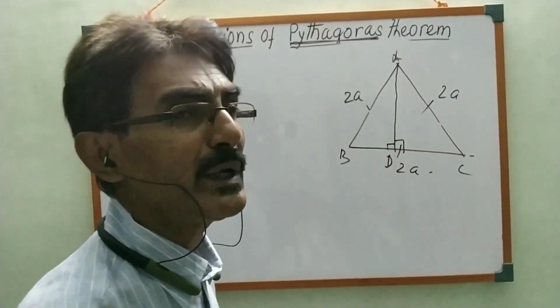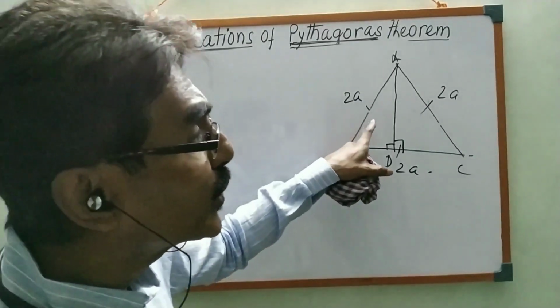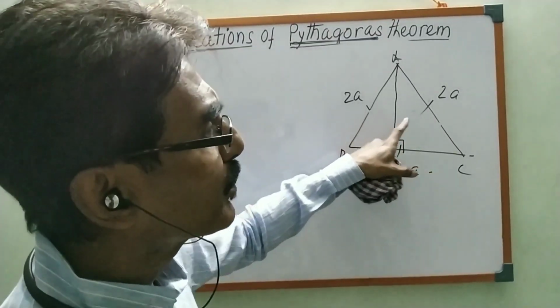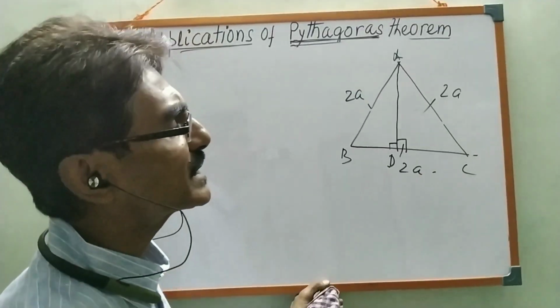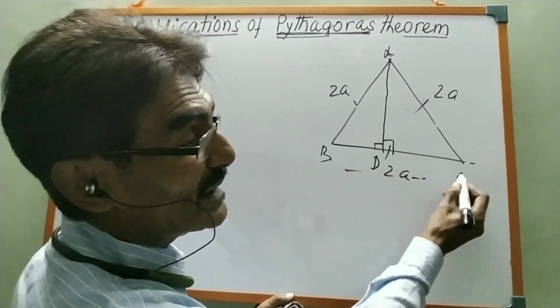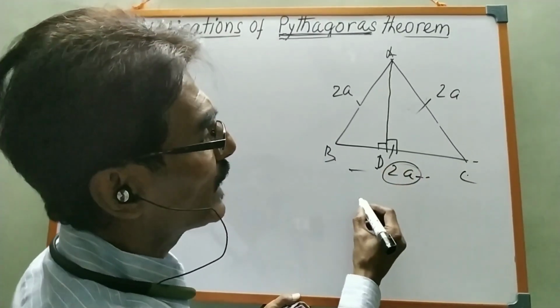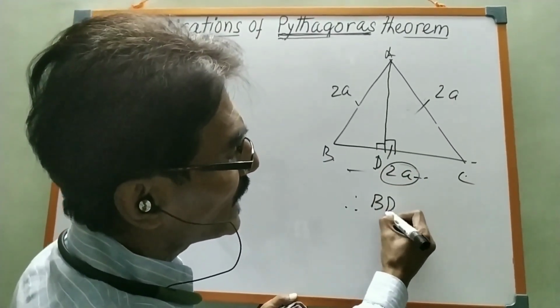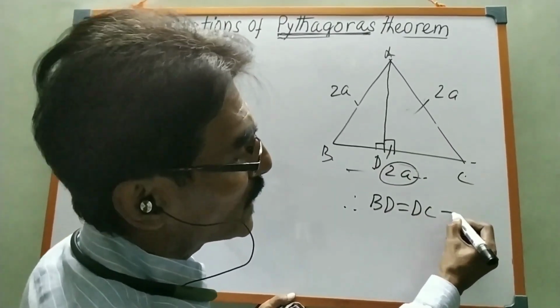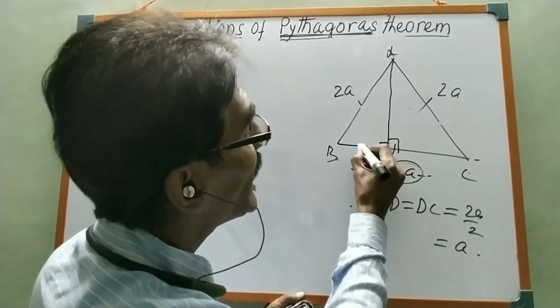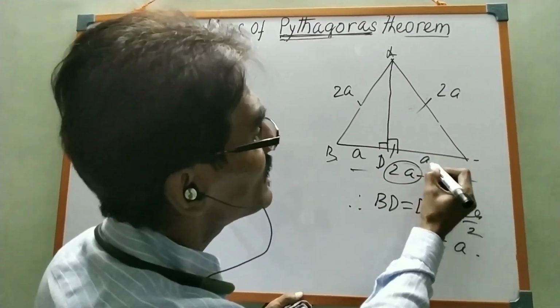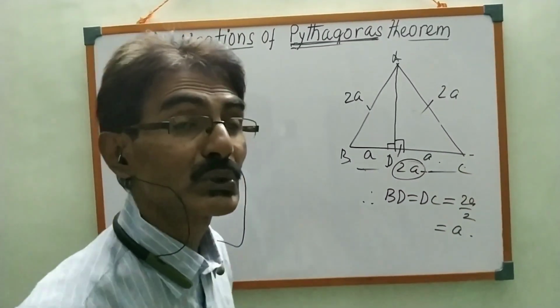Obviously D should be the midpoint. Not only that, by congruency of triangles you can prove both the triangles are congruent, so BD must be equal to DC. And BC is 2A, therefore BD equals DC equals 2A by 2, which is A. Each part is A, that's why the total is 2A.